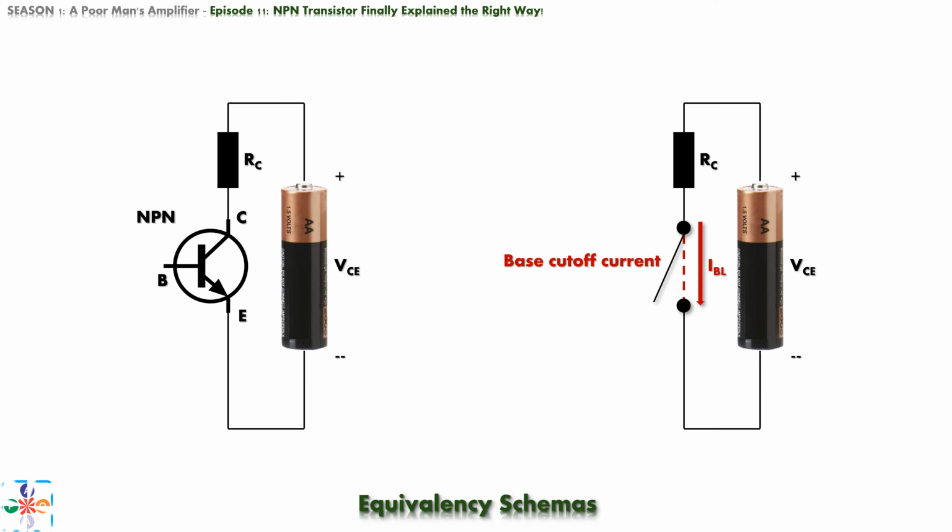The symbol for base cutoff current is IBL. So, in circuit with transistor acting like a switch, even if there is no base current present, there is always some small current running from collector to emitter terminal. For all practical purposes, this IBL, or base cutoff current, is discarded as negligible, and we consider transistor in this mode as an open switch.